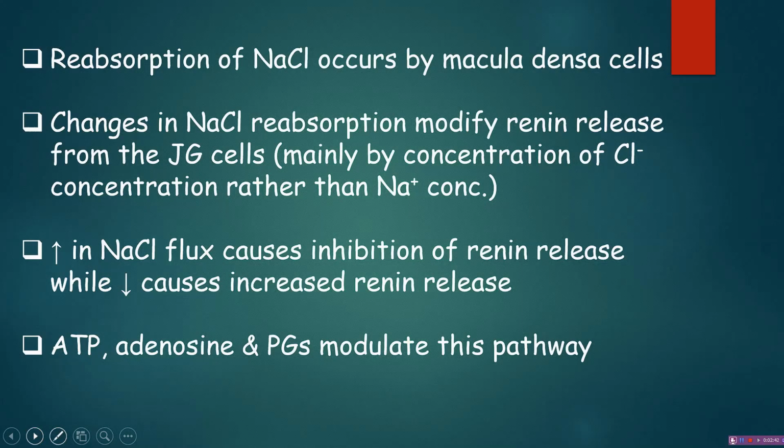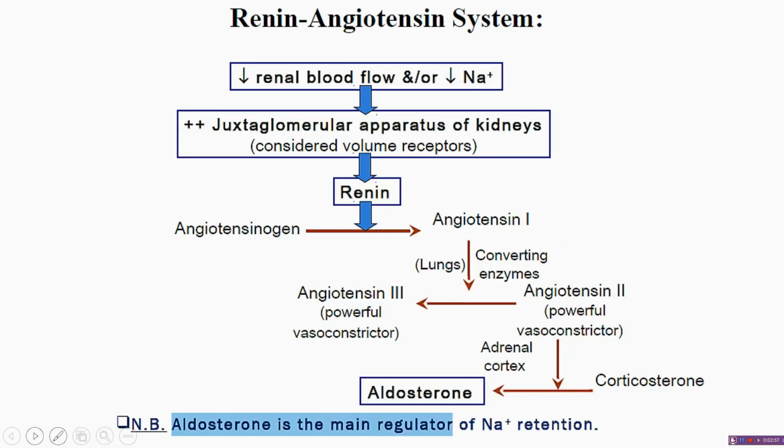As I have said, the macula densa senses sodium chloride, and actually the chloride concentration matters a little more than the sodium. And also ATP and adenosine. I have already said that prostaglandin modulates the pathways. The renin-angiotensin system is a vast topic. Here we will just discuss the basic things about that.